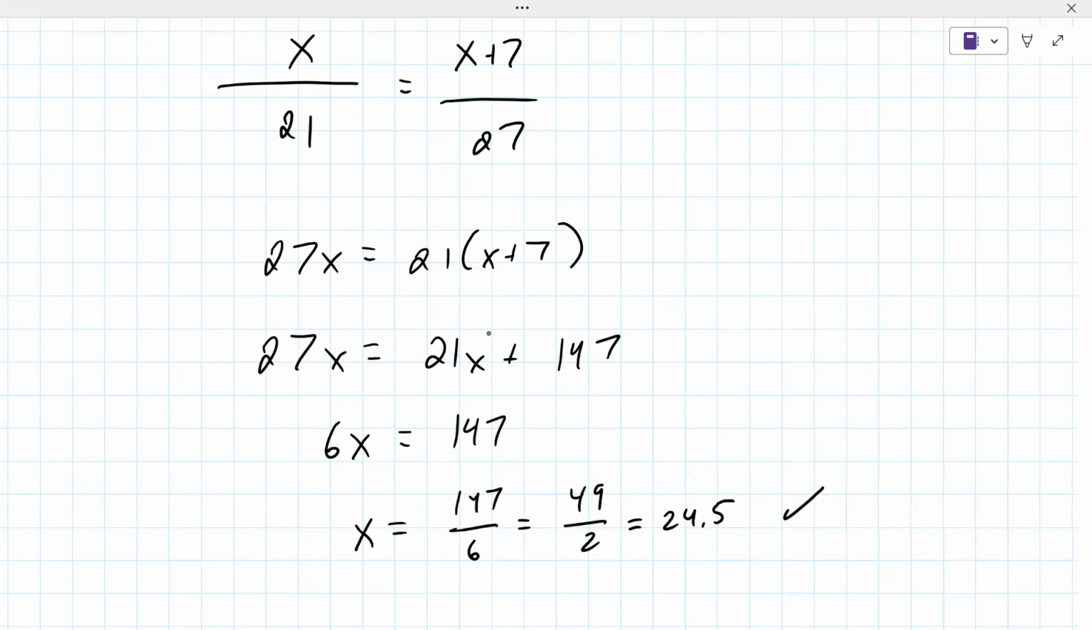So that's what you're going to see in class. You're going to be doing a lot of proportions, setting them up, and then solving them. You'll definitely want to have a calculator. But we are all out of time for today.